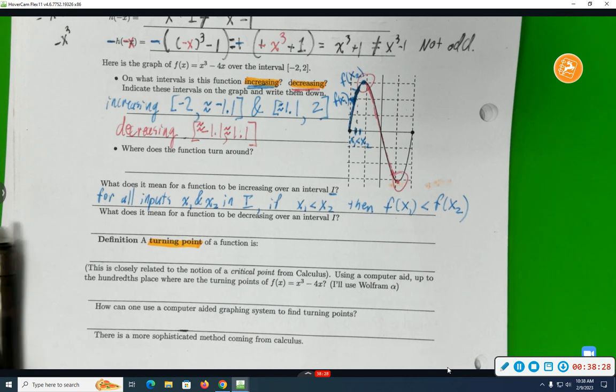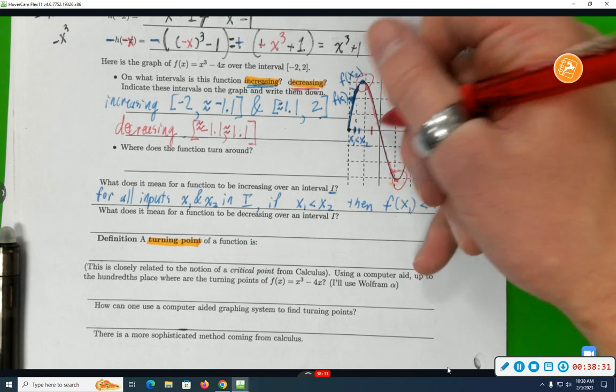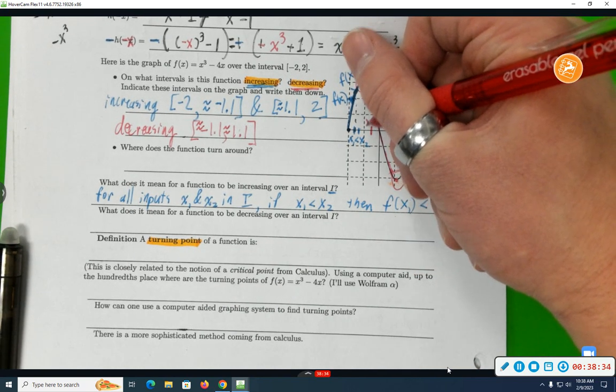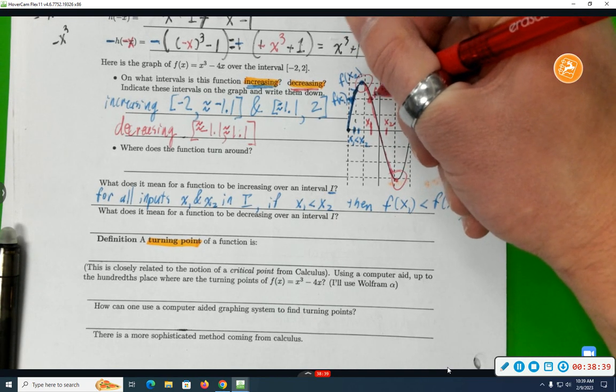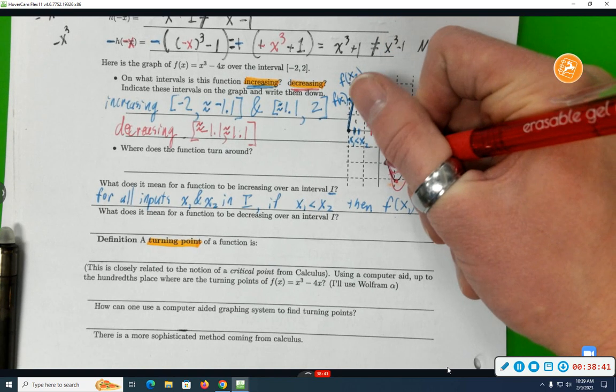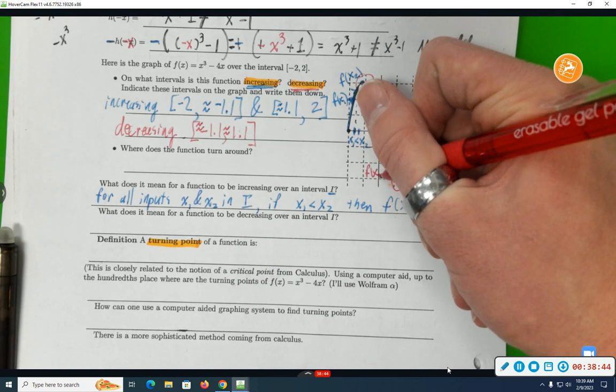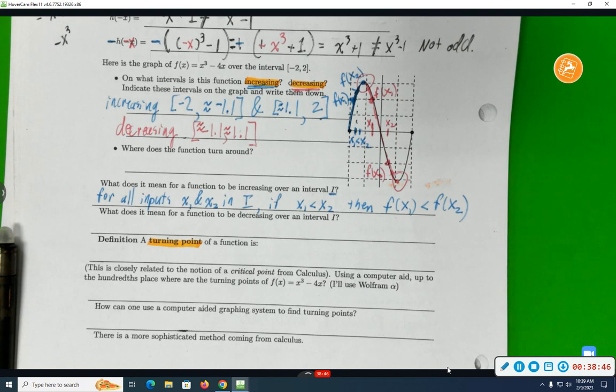Well, let's just try something. So there's an input x1, there's another input x2, there's the resulting output f of x1, there's the resulting output f of x2. Is f of x1 greater than f of x2, or the opposite? F of x1 greater than f of x2? Yeah, right, f of x2 is negative. F of x1 is positive.